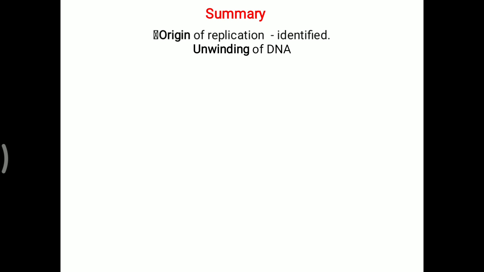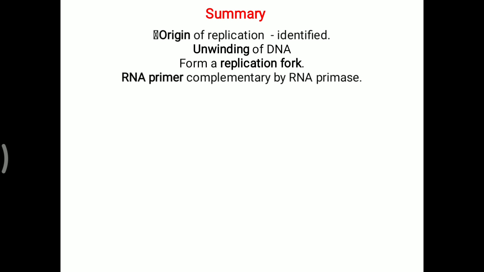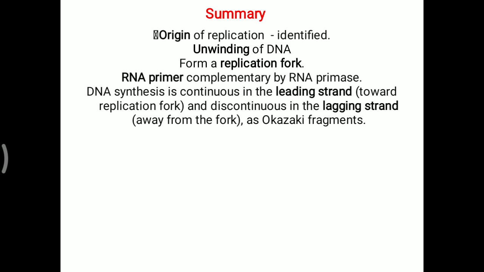So here is a basic summary of DNA replication. First the origin of replication, from where replication will start, is identified. Then separating both strands is considered unwinding of the DNA. Then formation of the replication fork or bubble. An RNA primer is first needed, and for RNA primer formation the RNA primase enzyme is needed. DNA is synthesized continuously in the leading strand and discontinuously in the lagging strand, and the lagging strand fragments are called Okazaki fragments.